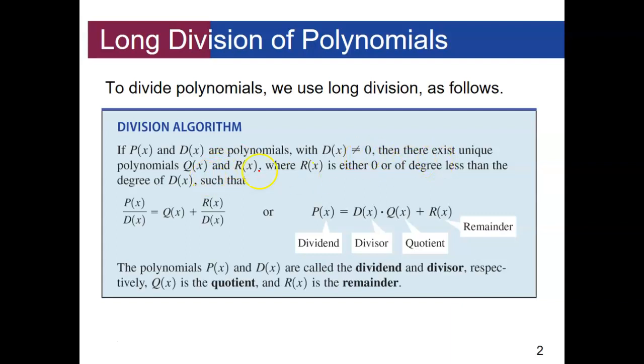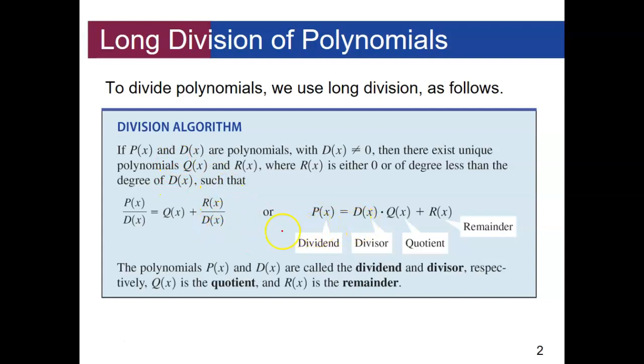And then what you're going to get out of that when you divide is your quotient, which is denoted with Q of x, and your remainder, which is R of x. And R of x has to either be 0 or it has to be a degree that's less than the degree of the divisor. So you can stop dividing when your remainder degree is less than your divisor's degree. There's two different ways for you to write your answer.